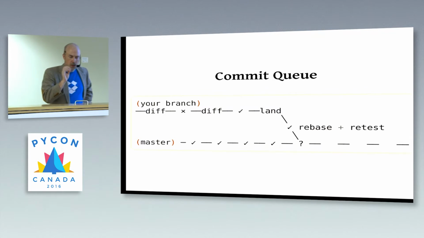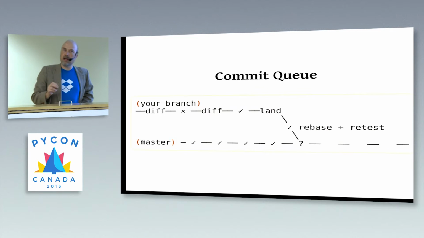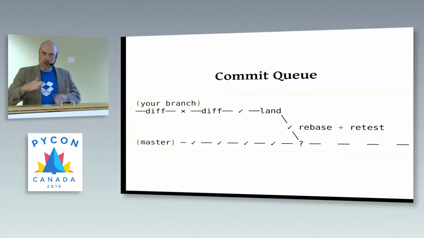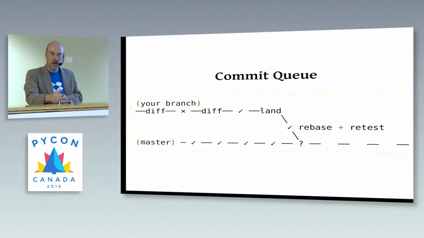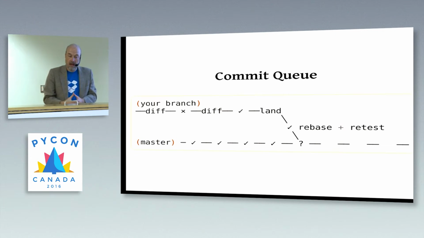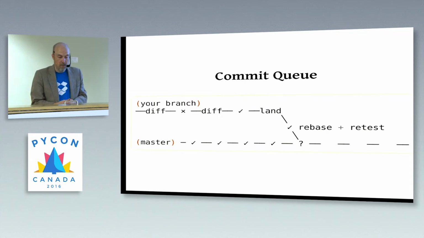We changed the code so that when you say arc land, it does not land it. It puts it into a queue and starts all of our most crucial test suites running against it, and only if they complete and are green is it actually added to master. Otherwise, you're sent an email with the failures, and are expected to try again.